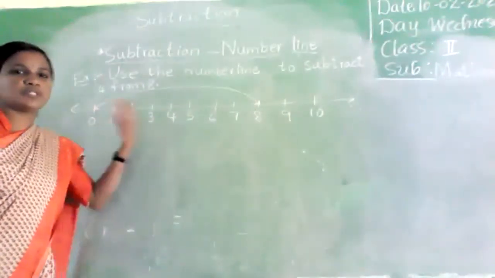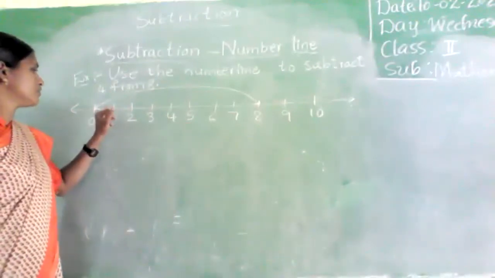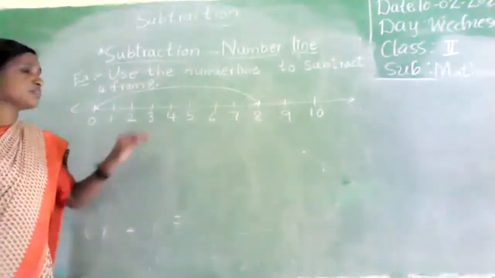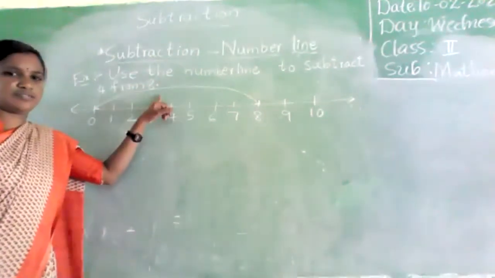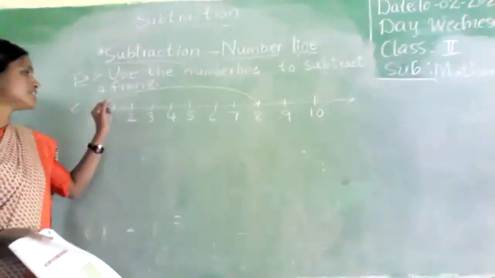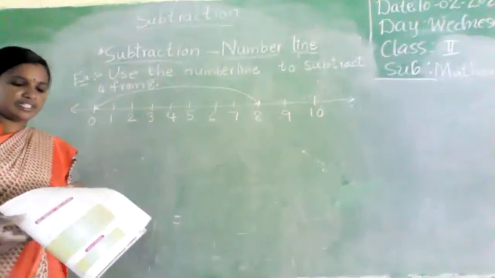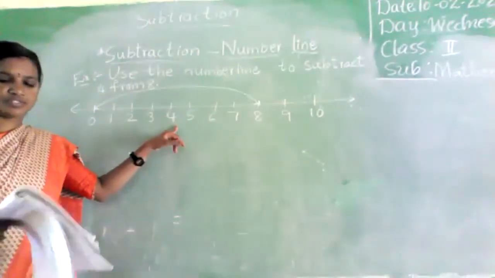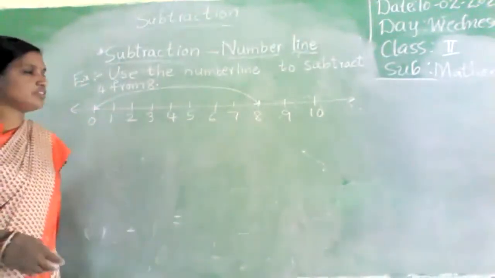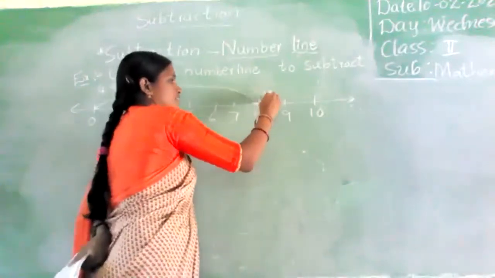So first we have to move forward 8 steps. 0, 1, 2, 3, 4, 5, 6, 7, 8. And next, we subtract 4 from 8. So, first, arrow from 0 to 8 on the number line. Next, then count 4 steps backwards. Where do you stand? For example, you came to here, right? Yes or no? Here you stand.